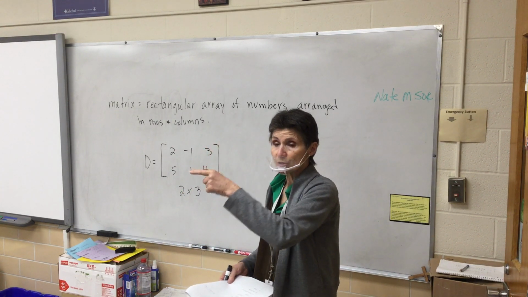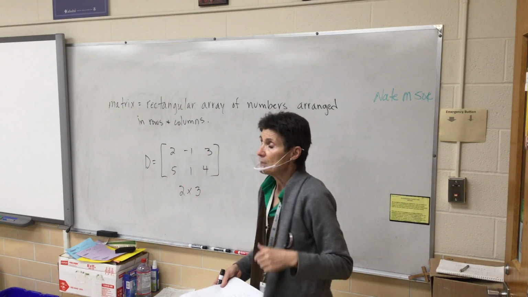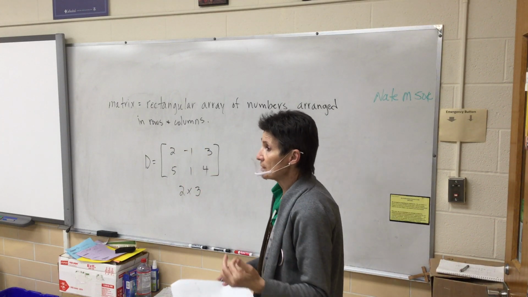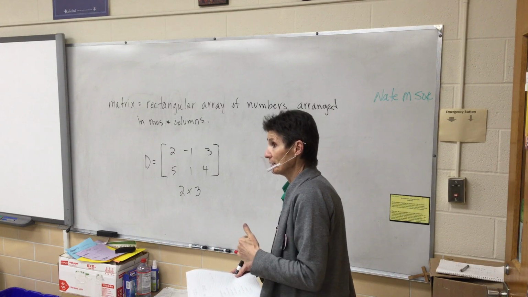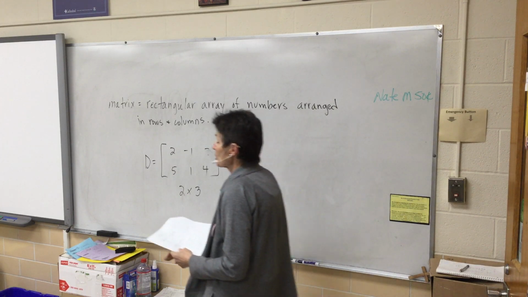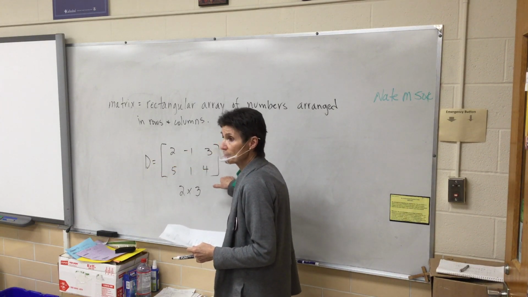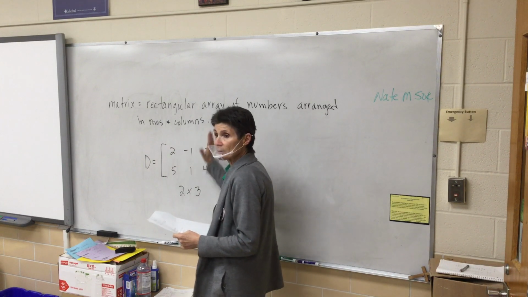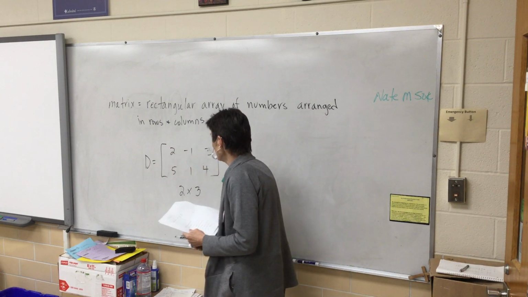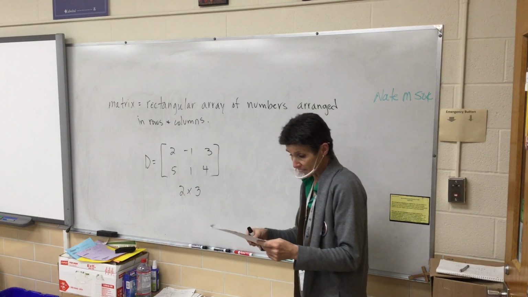2 rows, 3 columns. So what are the dimensions of a matrix? It's rows by columns. Rows by columns. Rows of the bleachers, columns of the White House. Rows, columns. So that's what we mean by dimensions.